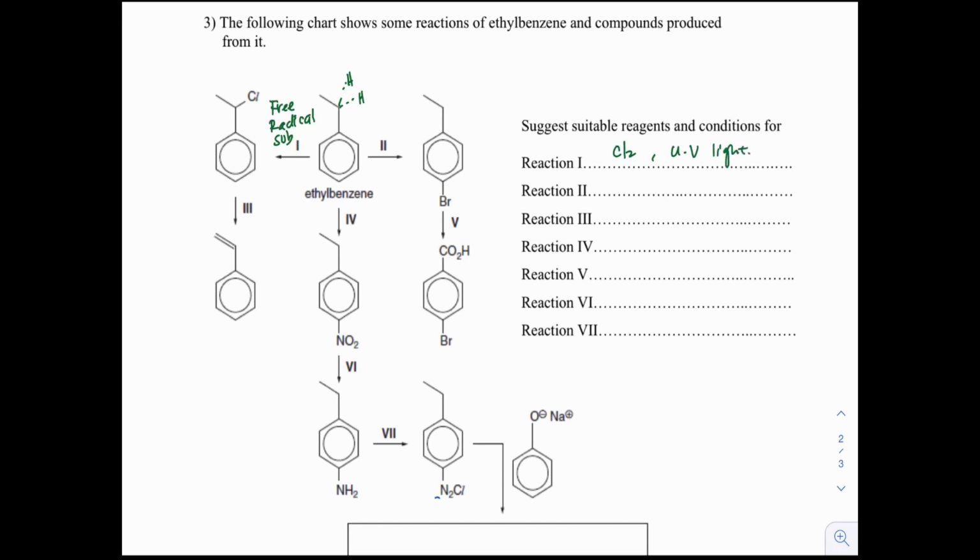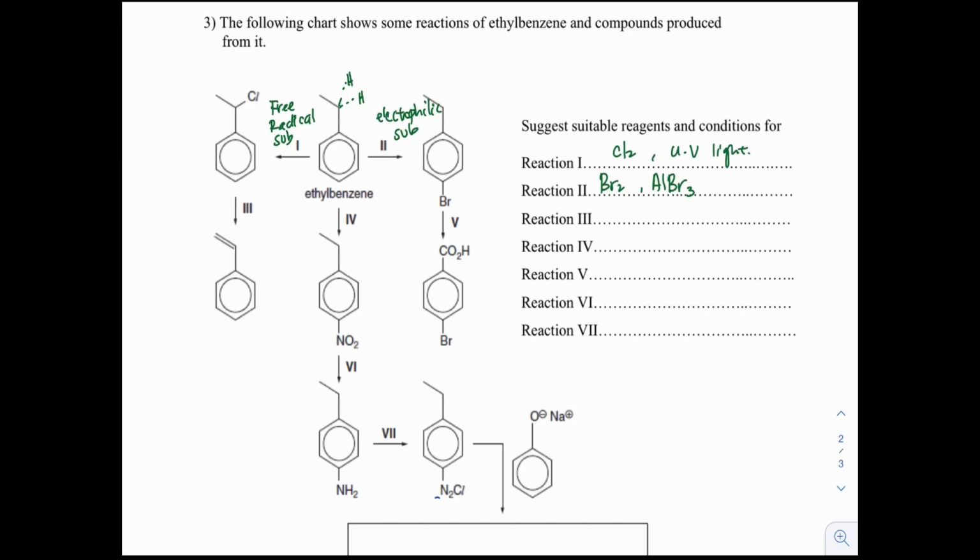Now let's look at reaction 2. Reaction 2 is from here moving to substitution of the Br. So this is known as electrophilic substitution. To do this, we need bromine with the halogen carrier AlBr3.